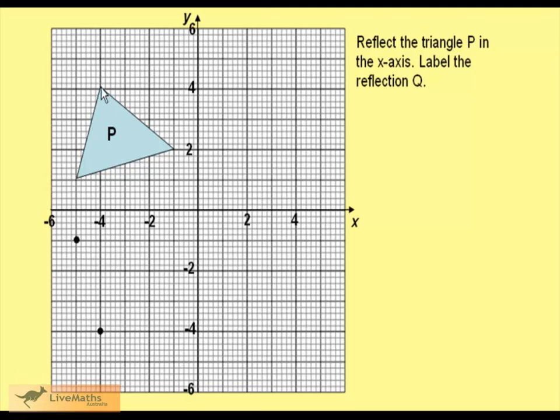Reflecting this point takes us up to the axis and an equal distance across to here. Reflecting this point, 2 squares up, 2 squares beyond takes us to here. So here is the triangle, and it's labelled Q.